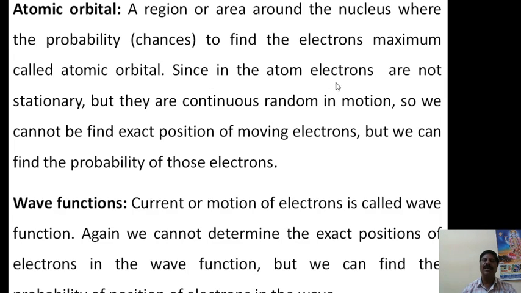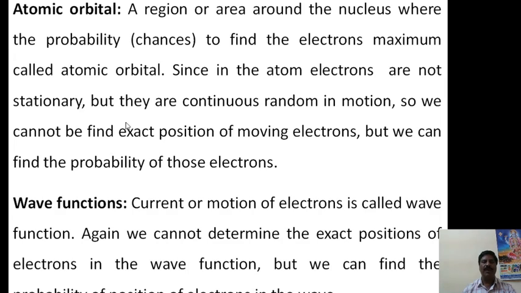Since in an atom electrons are not stationary but are continuously in random motion, we cannot find the exact position of moving electrons, but we can find the probability of those electrons. Therefore, atomic orbital is simply the continuous moving of electrons around the nucleus. We can guess the probability or chances of the position of the electrons around the nucleus, but we cannot say the exact position. Therefore, it is only a probable phenomenon.